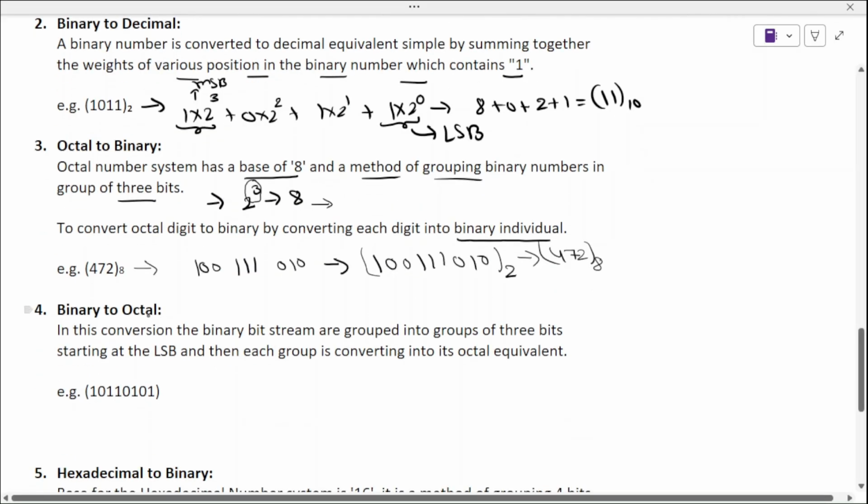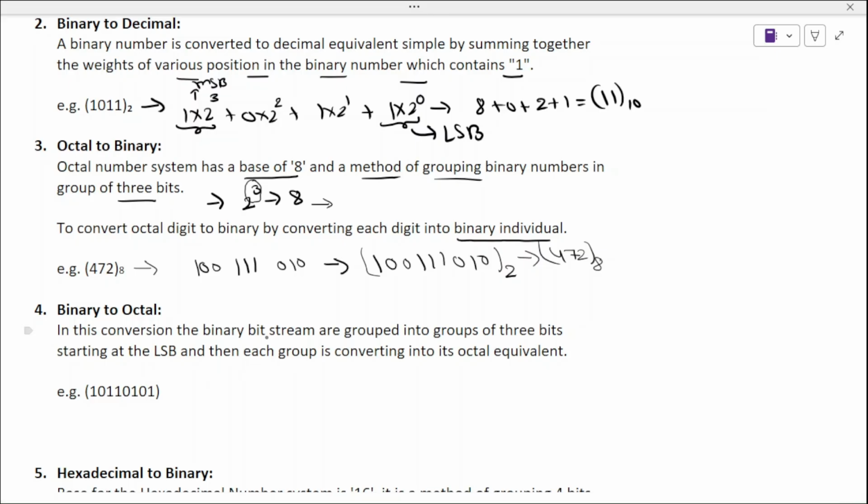Now let's discuss binary to octal. In this conversion, the binary bit stream is grouped into 3 bits starting at the LSB, and then each group is converted into its octal equivalent. Let's start from the LSB side, which is the right-hand side. We'll group 3 bits. So 101 is 3 bits, then 011 is 3 bits, and then 01.